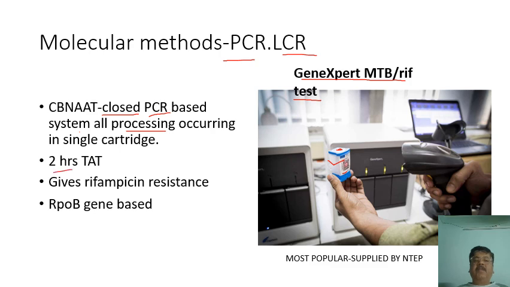In about 2 hours, it will give the graph where the amplification of those particular target gene sequences will occur. It also gives rifampicin resistance, so for drug resistance it is very helpful. The gene being amplified is the rpoB gene, which is helpful for detection of rifampicin resistance. This has become more popular because it is a very safe method.